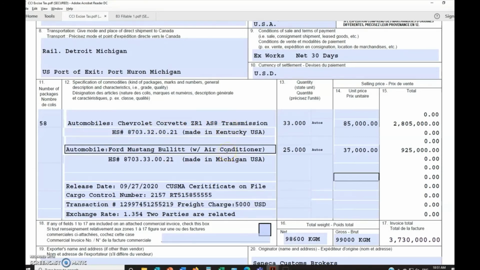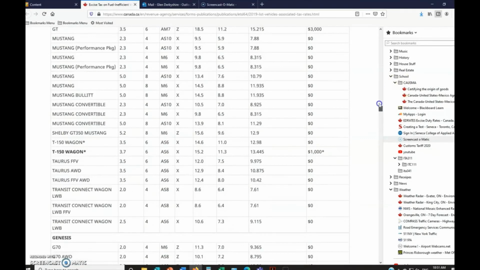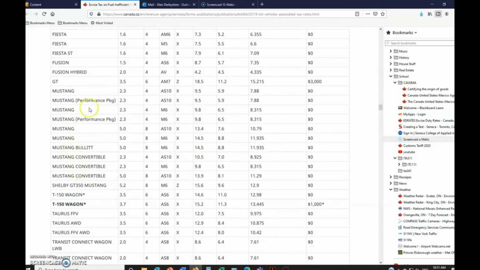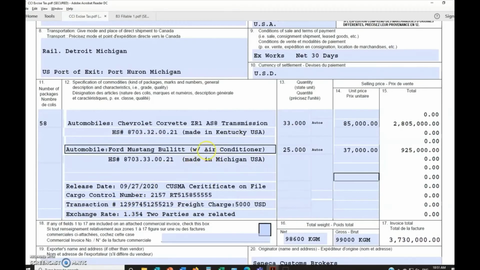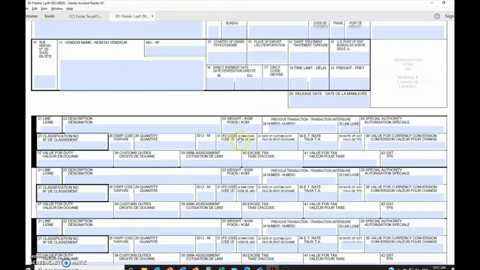This car here, the Ford Mustang, is not a fuel inefficient car. We can scroll down here and we look up Ford. Bear with me here. And we look up Mustang. There's Mustang Bullitt, and you'll see it says 0 charge for fuel inefficiency. It is a fuel efficient car, so we don't have to worry about that, but it has air conditioners, so it is going to be charged $100 excise tax. So let me just go to the B3 and just kind of give you a little bit of an idea.